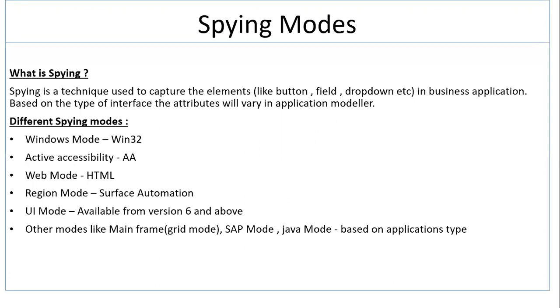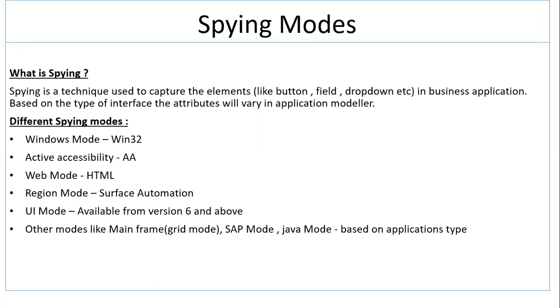In addition to that, in Blue Prism, you have different spying mode options available. First one is Windows, which is Win32 mode, and next is Active Accessibility, which is AA, and next to that you will have a web mode, which is HTML mode, region mode, which is called a surface automation technique, which is mostly useful in Citrix-based applications, and last one you have UI mode, which is available in version 6 and above, where you will not be able to see it in version 5 and lesser than that.